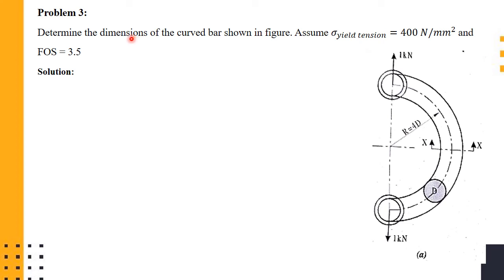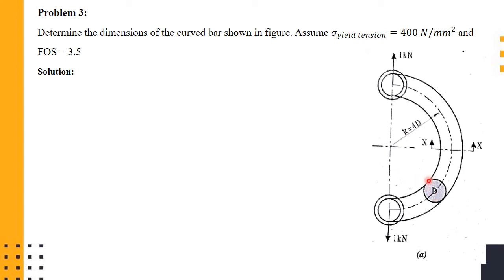So don't consider it as a straight beam or draw the stress distribution. They have not asked that. They have only asked to calculate the dimension. Dimension also specifically, if you see here, capital R is equal to 4 times the diameter. The diameter of this cross section, as you can see, is given by capital D. So we have to calculate this D.